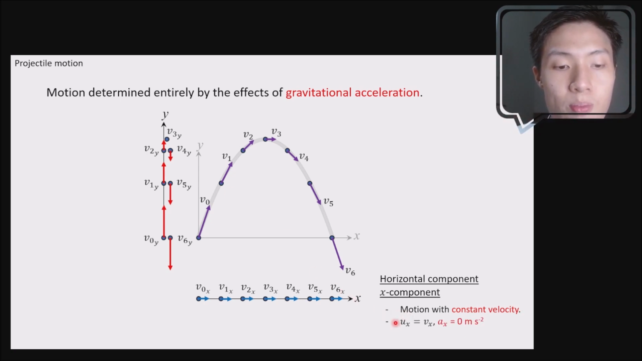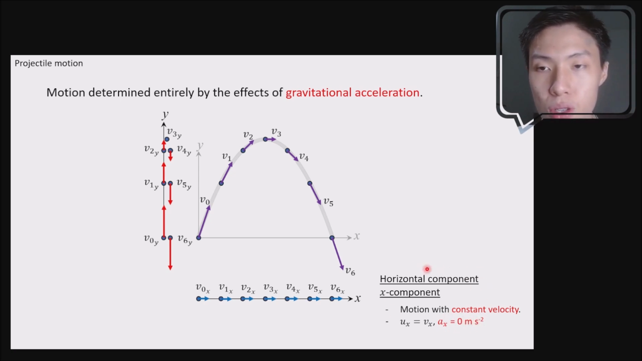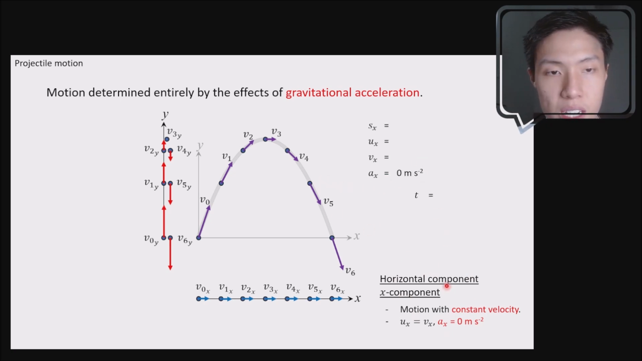So you should expect the initial velocity in the x direction to be the same as the final velocity in the x direction. And because they are the same, we also know that no change in velocity means zero acceleration. So you should expect in the x direction, your acceleration will be 0 meters per second squared. So this is what's happening in the horizontal component, before I move on to the vertical component.